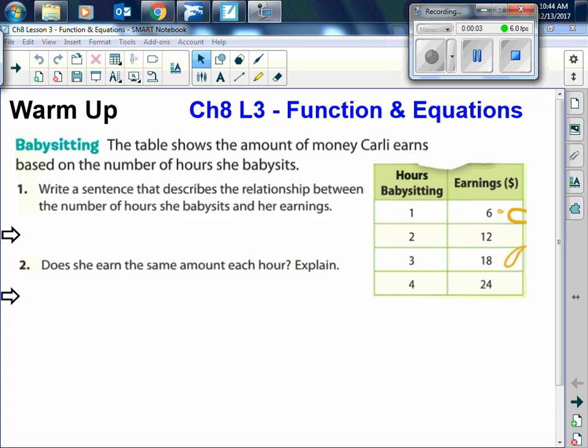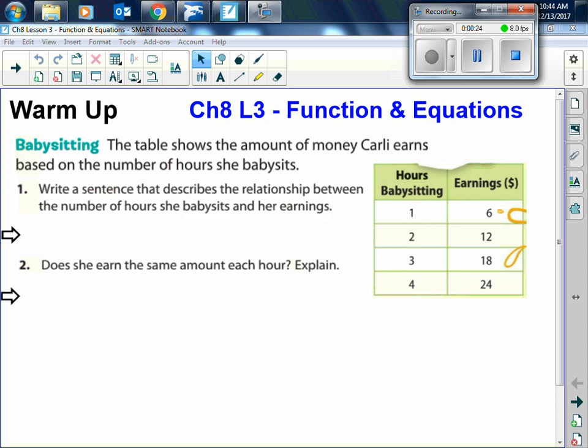Right, so Chapter 8, Lesson 3 is Functions and Equations. The one-up says, the table shows the amount of money Carly earns based on the number of hours she babysits. We want to write a sentence that describes the relationship between the number of hours she babysits and her earnings.